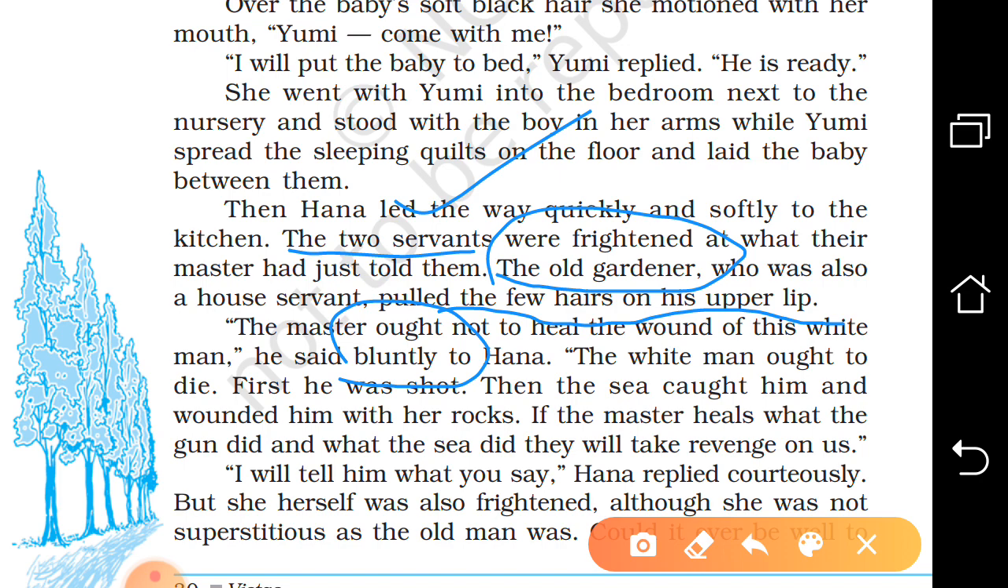the white man ought to die. According to him, that shows he too is a true patriot. The old gardener is also a patriot because they were all against the Americans. First the man was shot, he says, then the sea caught him and wounded him with her rocks. If the master heals what the gun did and what the sea did, they will take revenge on us. So children, be very particular about this dialogue by the gardener. The gardener is very orthodox by nature, and he is not willing that the man be treated by his master, and according to him he must die. First of all, he had a gunshot. Second, he was wounded by the rocks, and third, the doctor should not heal him or treat him.